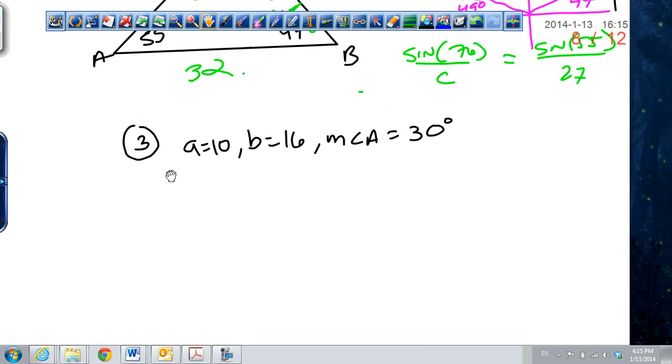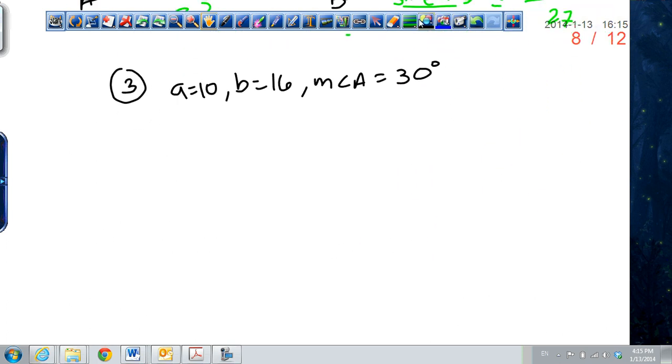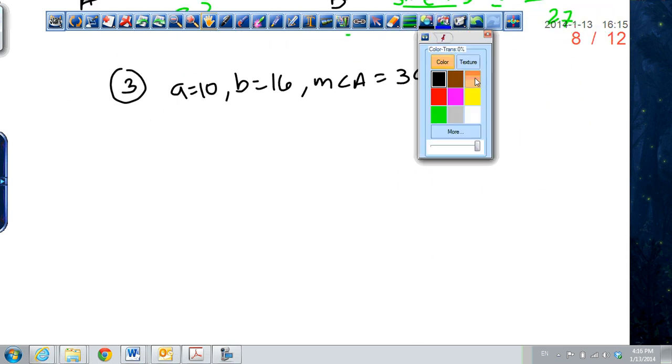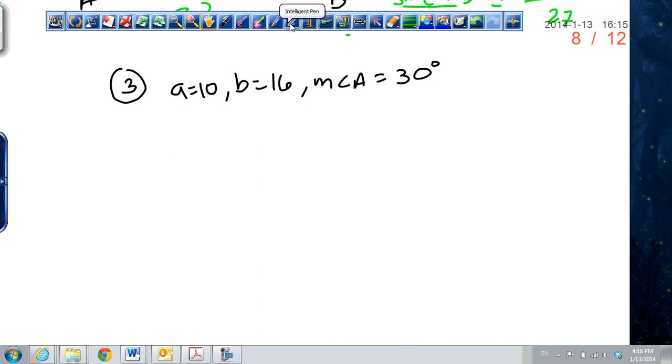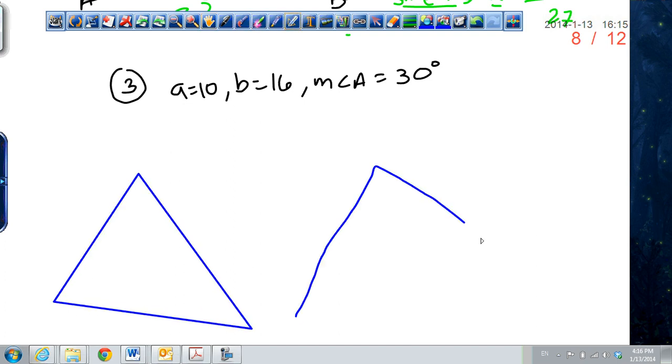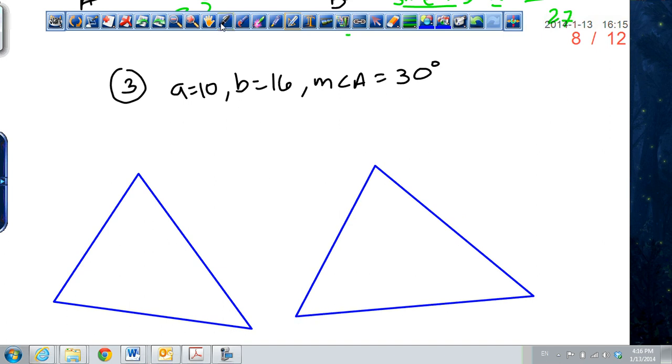And the last one, number 3. So we had 0, or does not exist. We had 1. And I'm going to go ahead and tell you that we got 2 triangles here for this one. We got 2 cases. So A, B, C, A, B, C. A little different numbers this time. We got 30 and 30. A is 10 and then 10, and B is 16 and 16.